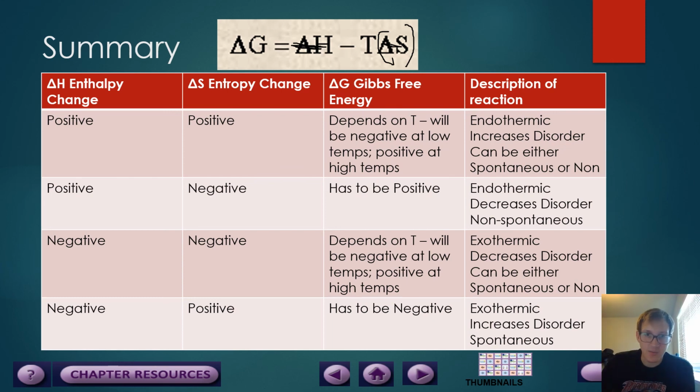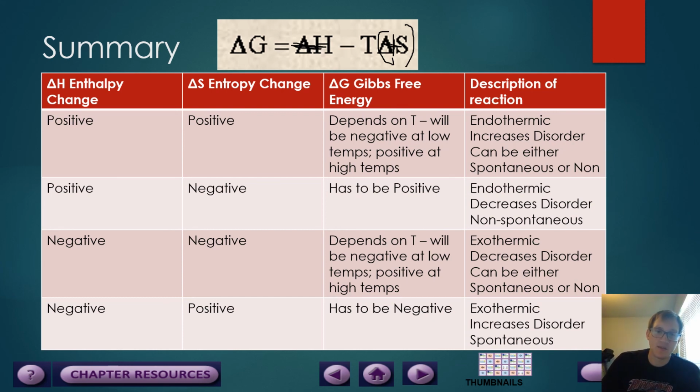All right, last one. Negative delta H, positive delta S. So let me put in a plus sign right here. That means that T times delta S is going to be a positive number. Well, if I take a negative delta H minus a positive number, I'm going to get more negative. So no matter what, delta G is going to be negative. If you guys need to sub in numbers to see that, just go for it.